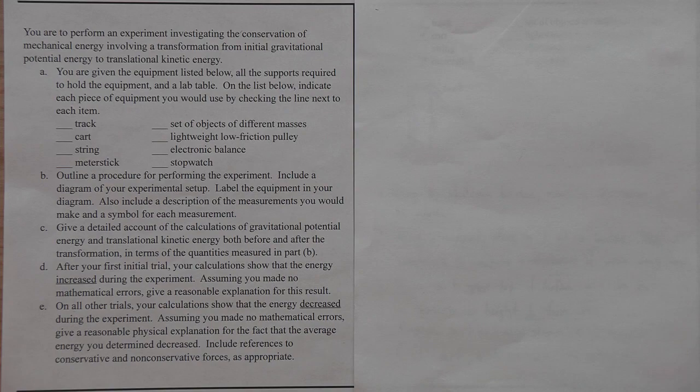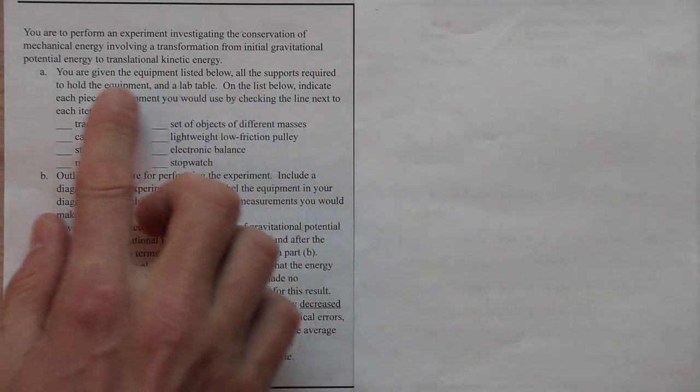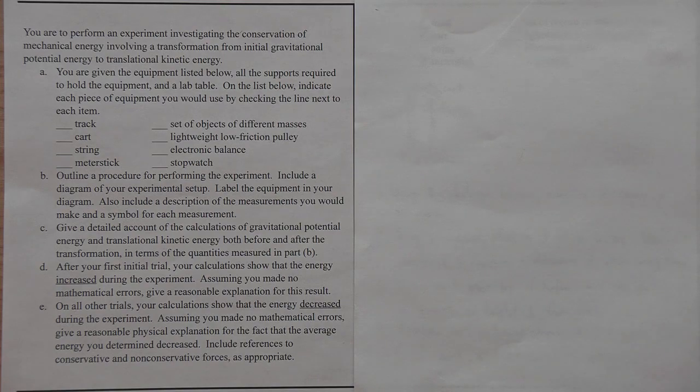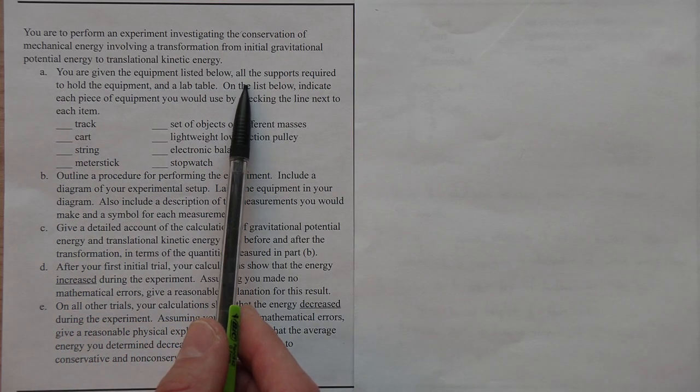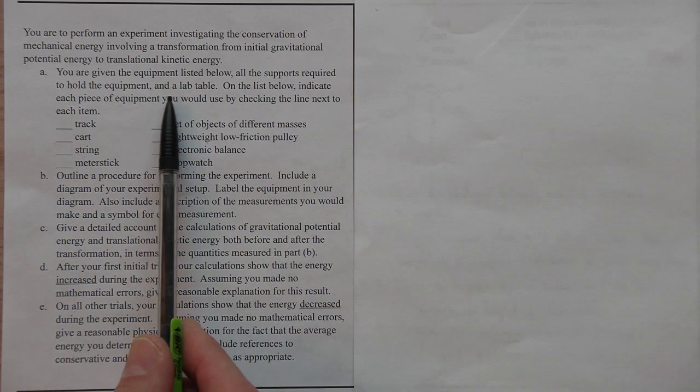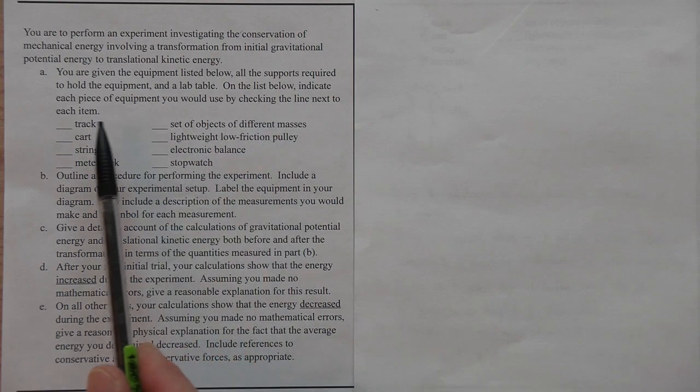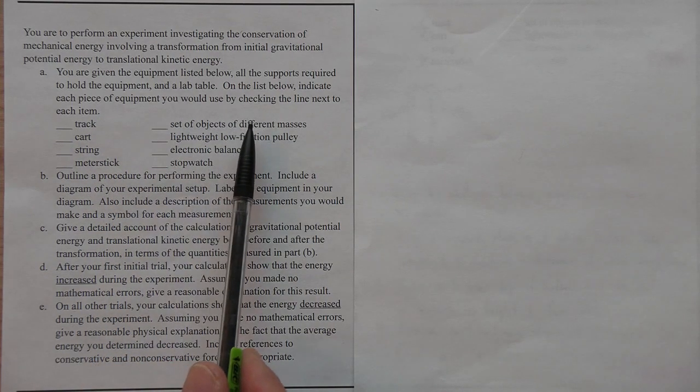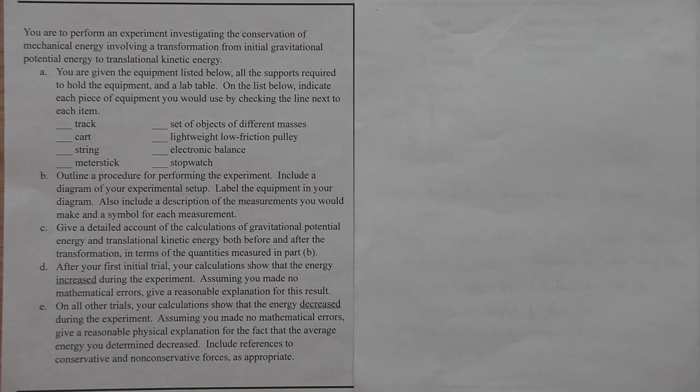So that being said, while I solved this, I timed myself and I was cognizant of that. And so I put the times of approximately how long it took me to answer each question for your reference. Okay, so here's the question. You are to perform an experiment investigating the conservation of mechanical energy involving a transformation from initial gravitational potential energy to translational kinetic energy. You are given the equipment listed below, all the supports required to hold the equipment, and a lab table. On the list below, indicate each piece of equipment you would use by checking the line next to each item. So here's my solution.